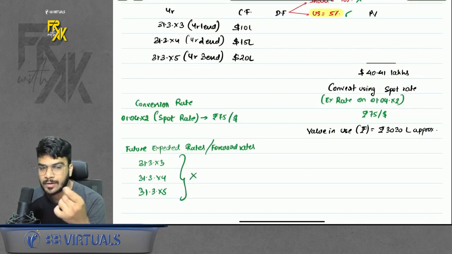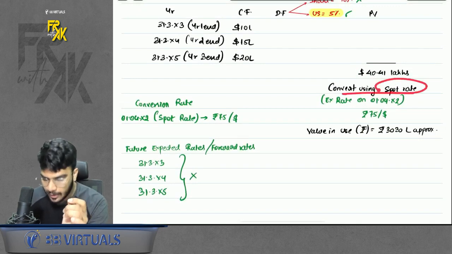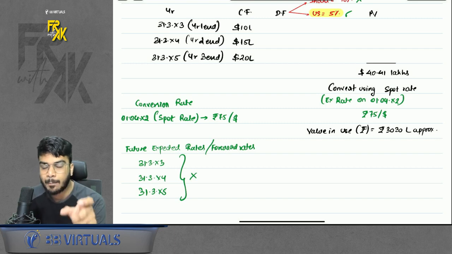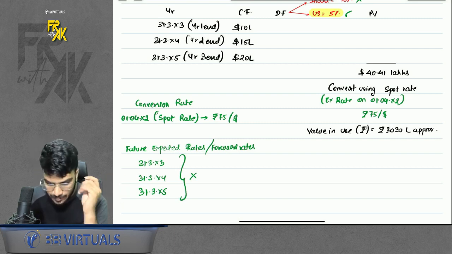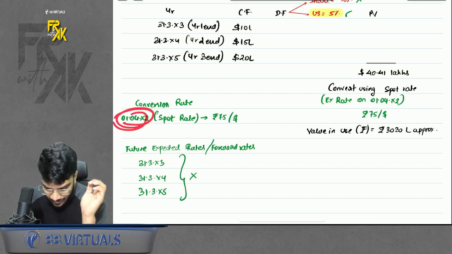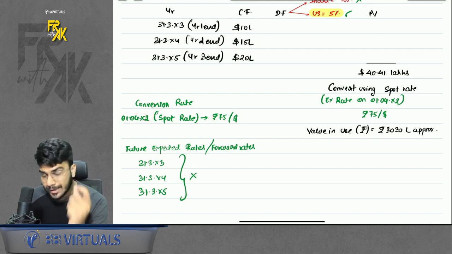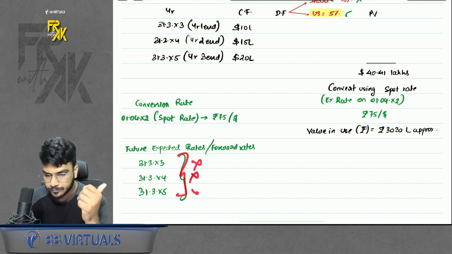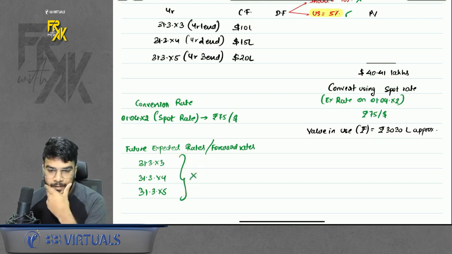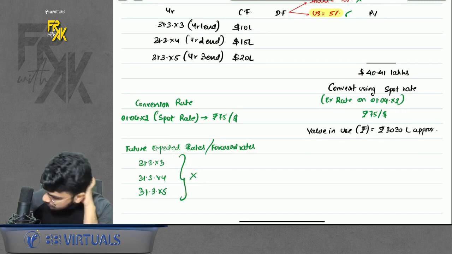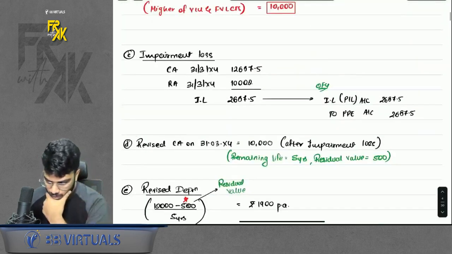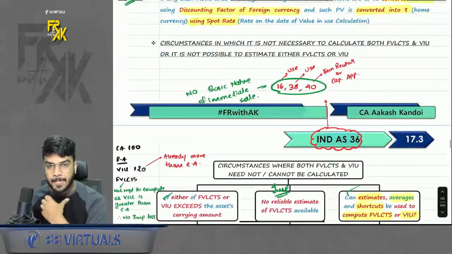So at what rate you will convert? You will convert using the spot rate. Spot rate means the rate on which you are computing the value in use. Let's say, for example, we were computing value in use on this date. So take this date exchange rate. In question, to confuse you, they will also give you certain future expected rates. Ignore them. Not to be considered. I hope this is clear to everyone. Right, guys? Okay, sir. Absolutely clear. Done. This was the point of foreign currency cash flows.